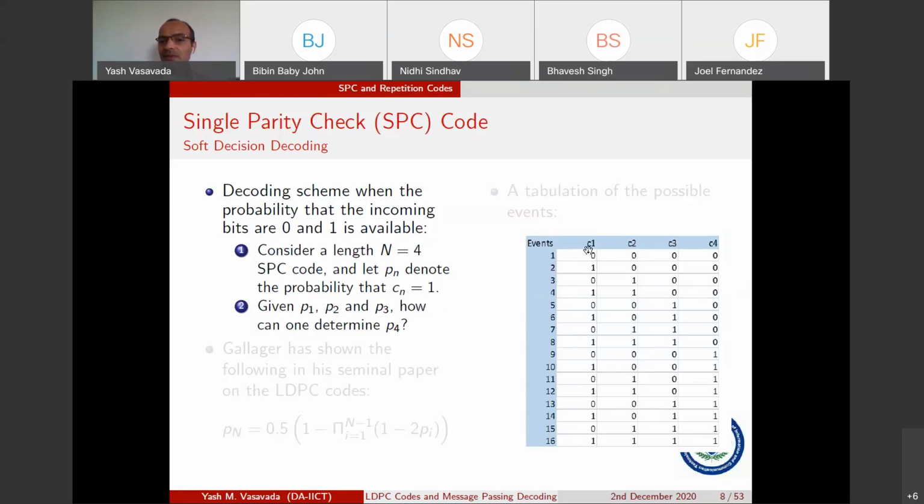These are all the possible ways that this 4-bit code word can be received. There can be 16 different ways of receiving this 4-bit code word. The question is that when you are given the probability of the first 3 bits, C1, C2, C3, how would you determine the probability of C4 being 1?